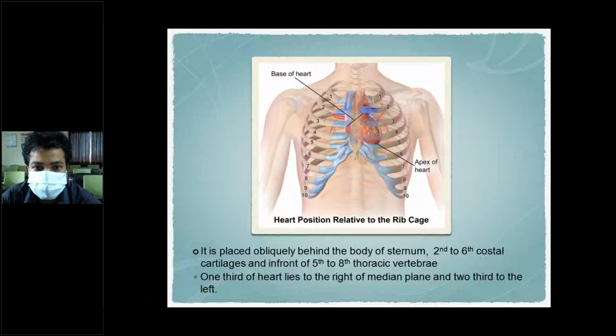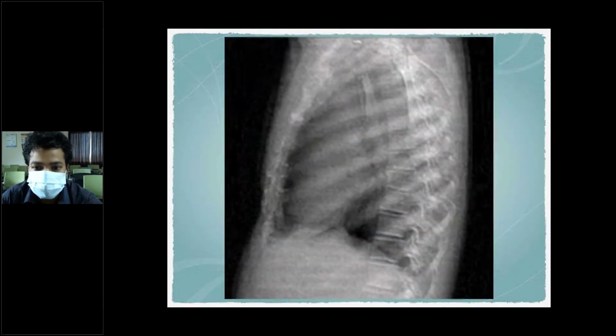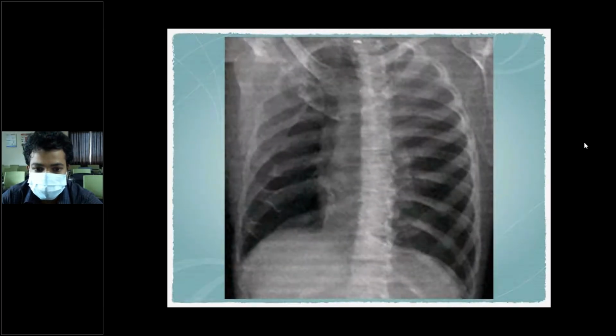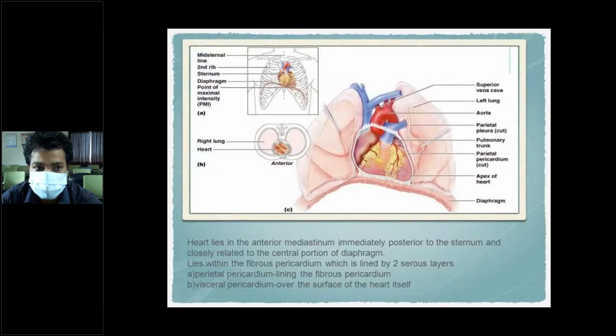This is the base of the heart, which is superiorly placed, and the apex of the heart inferiorly towards the diaphragm. This is the video of the chest X-ray. In this picture, you can see that the heart lies in the anterior mediastinum, immediately posterior to the sternum, and closely related to the central portion of the diaphragm.